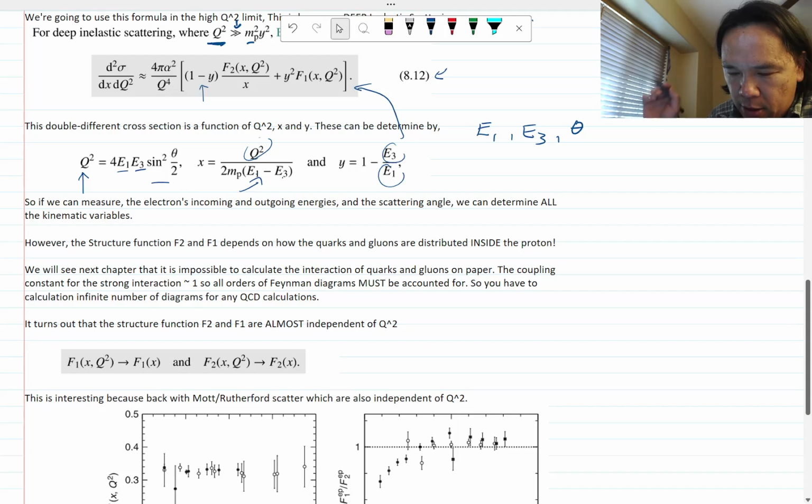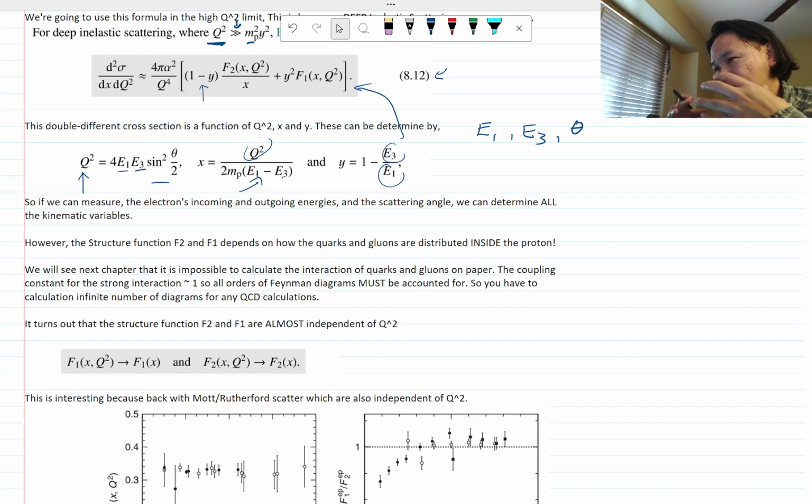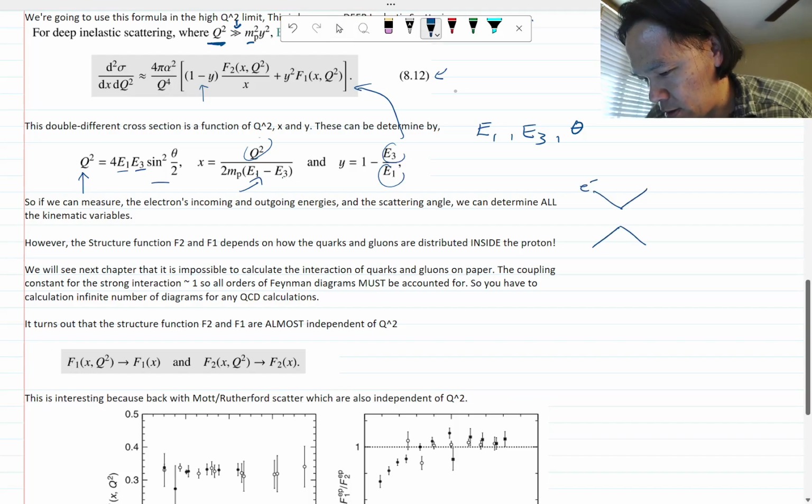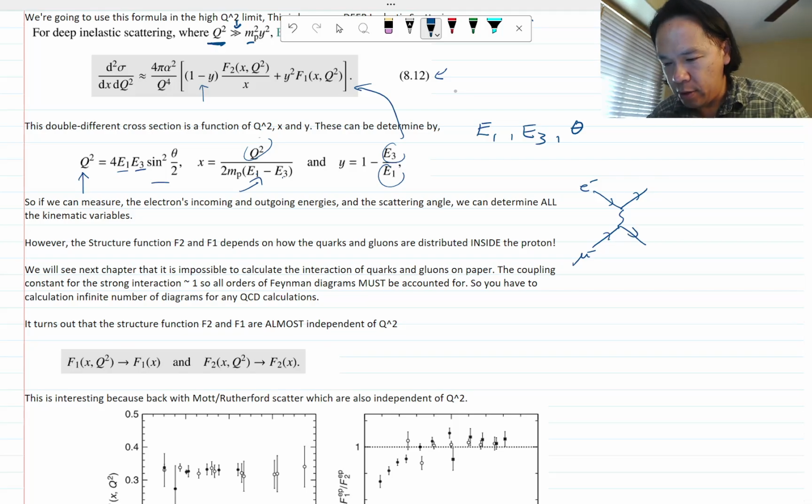Since F1 and F2 depend on the structure inside the proton, with the current formulation of the standard model and our current understanding of how we can do calculations using perturbation theory, remember the idea from quantum electrodynamics: if we do the lowest order diagram, maybe electron-muon scattering off each other, all we have to do is make the calculation for this one diagram, because we know the next leading order diagram is going to have a cross section lower by a factor of alpha.